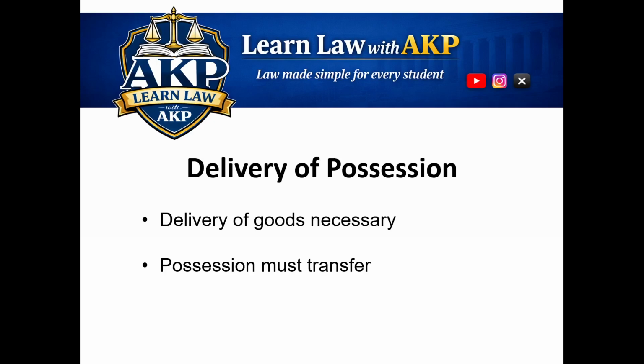The first essential is delivery of possession. Goods must be delivered from bailer to bailee. This delivery may be actual delivery or constructive delivery. But one important thing, only physical possession transfers. Ownership does not transfer. For example, if you give your laptop to a repair shop, the repair technician receives possession temporarily. This creates bailment.